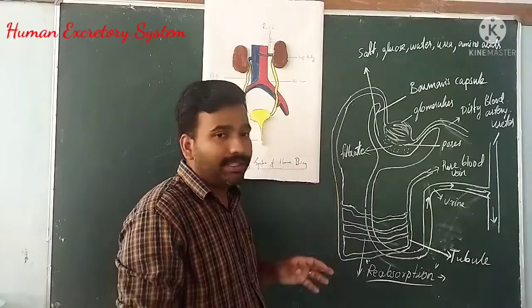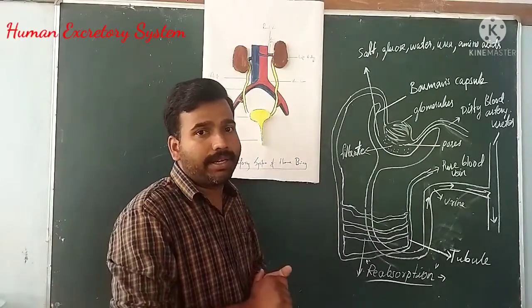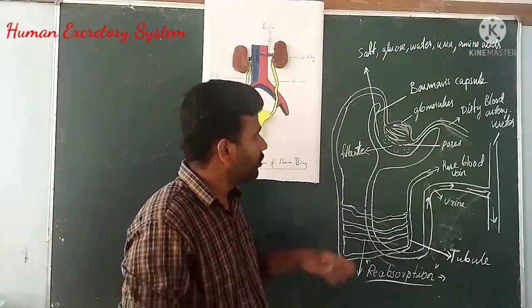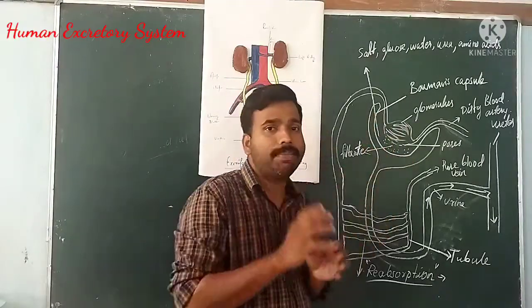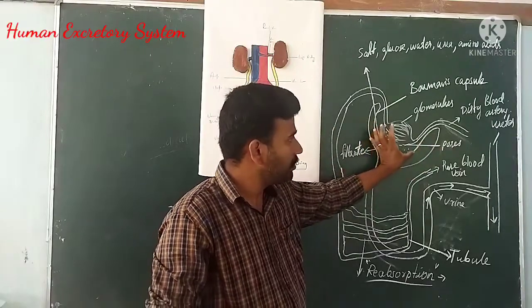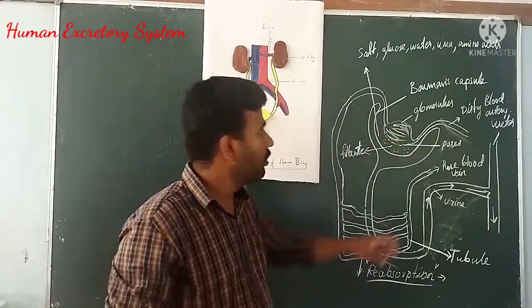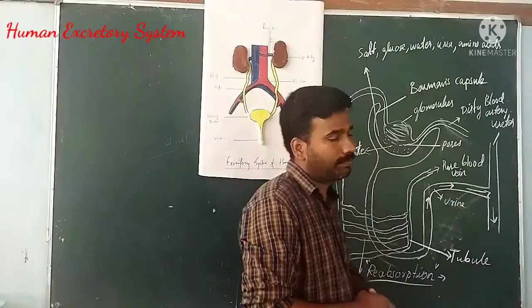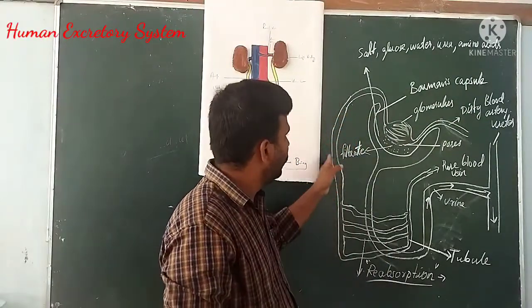So inside every kidney there are, just like the alveoli we studied about in the respiratory system, millions of cup-like structures. Here you can see these cup-shaped structures are actually called Bowman's capsule.